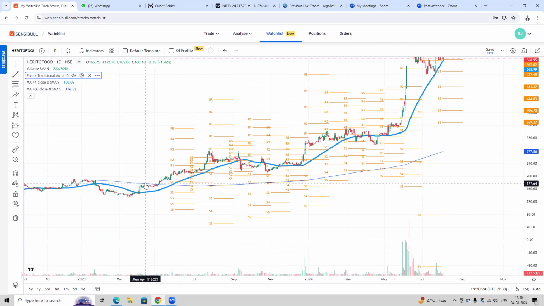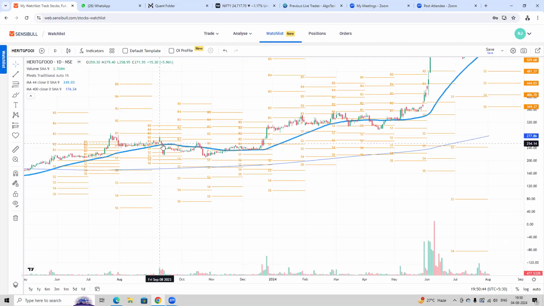Here is the entry, and 1:2, 1:3, 1:4 is your exit. Don't think of any other target. Don't look for a high target unless you are holding that stock for the long term. If you are holding it for the long term, this is your exit point here. If it is moving below the 44 days moving average, you can see that on that day it is below the pivot point, exit it. Don't hold.